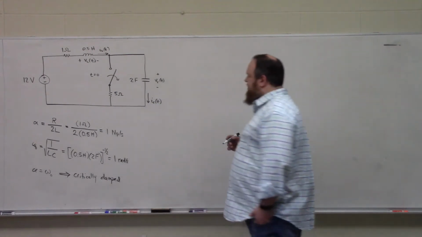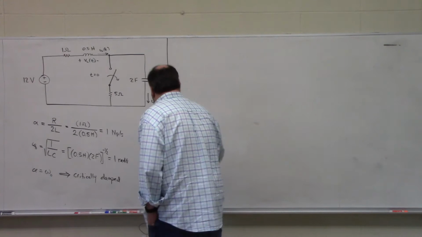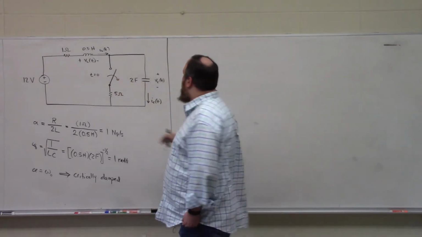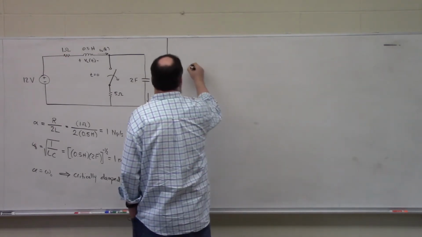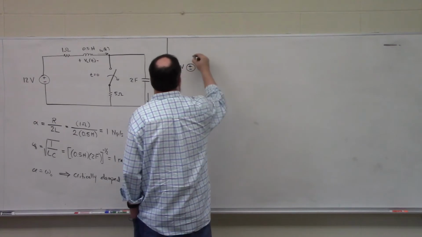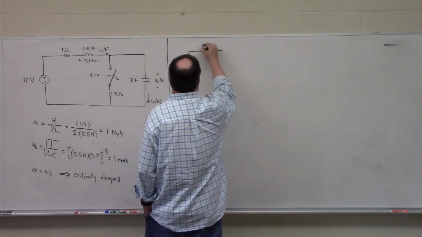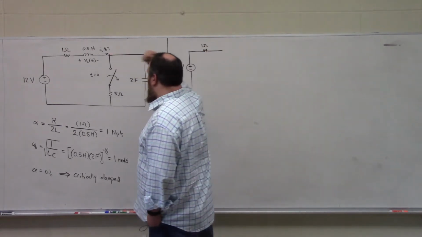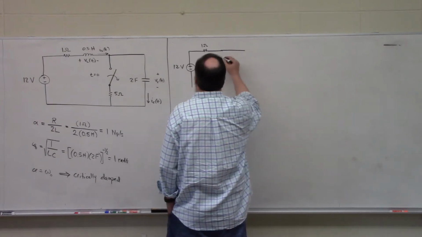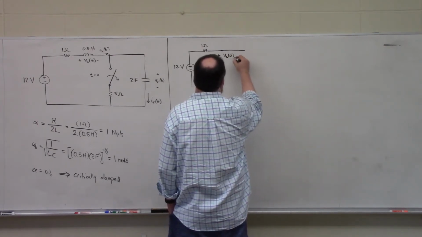Now we're going to analyze the circuit at t is equal to 0 minus. So at t is equal to 0 minus, this switch is closed, and we are at DC steady state. So our 12-volt source will be there. Our 1 ohm resistor will be in. Our inductor will look like a short circuit because we're at DC steady state, where this will be our inductor voltage, VL at 0 minus.